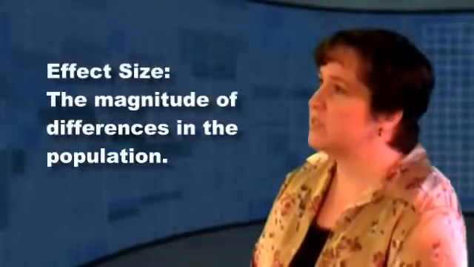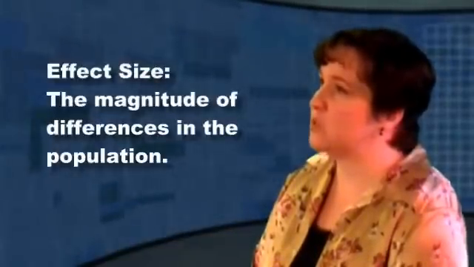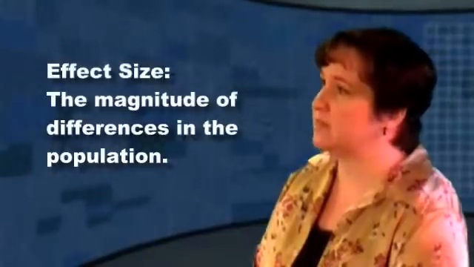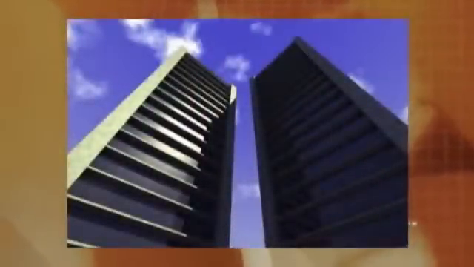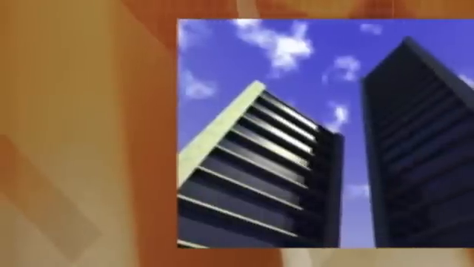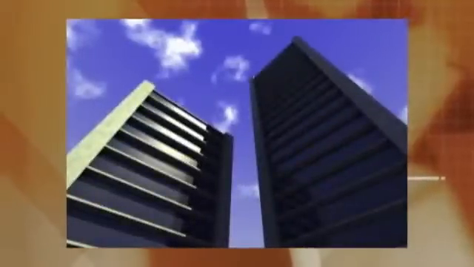The magnitude of these differences in real life is called the effect size. Differences with a small effect size are more difficult to find than differences with a large effect size. By analogy, it's like you're on the ground looking up at two big buildings. If the buildings are pretty similar in height, it'll be hard for you to see a difference from the ground. However, if the buildings have a great difference in height, it'll be pretty easy for you to see it.